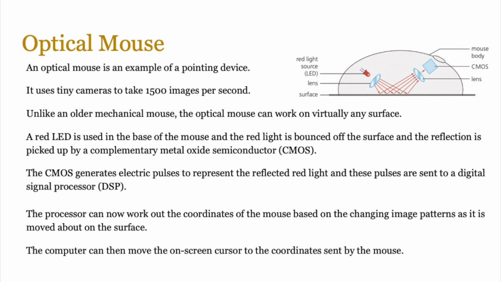The CMOS generates electrical pulses to represent the reflected red light, and the pulses are sent to a digital signal processor or DSP chip. The processor can then work out the coordinates of the mouse based on the changing image patterns as it is moved about on the surface. The computer can then move the on-screen cursor to the coordinates in correlation with whatever you're doing on the desktop.